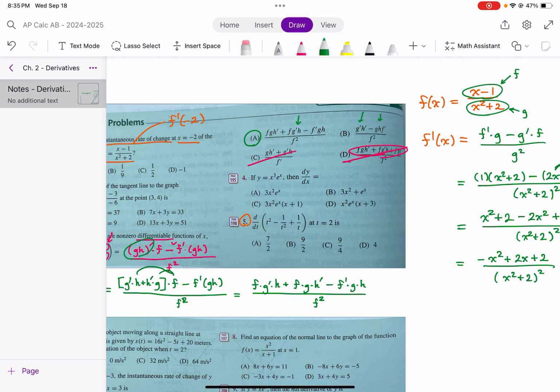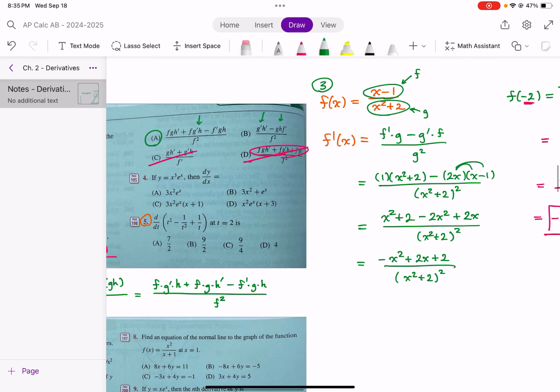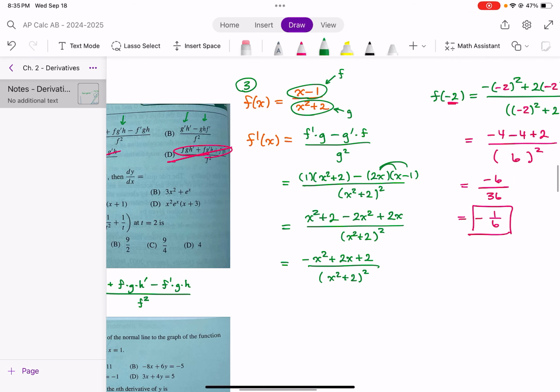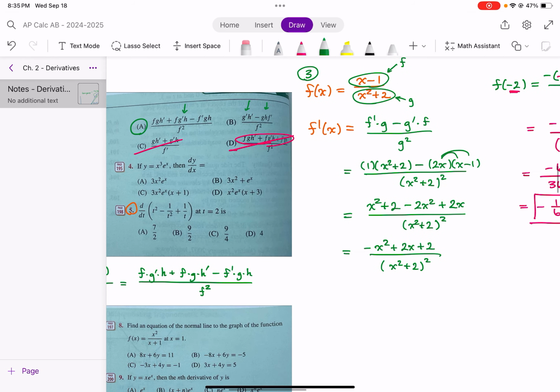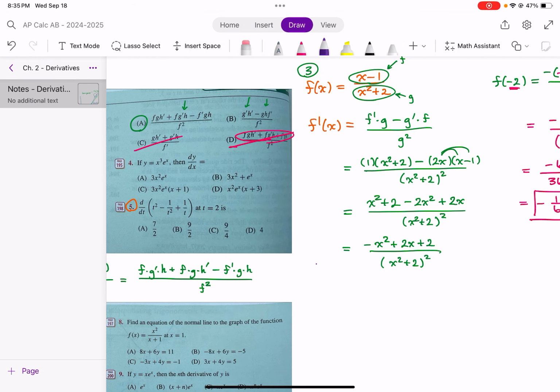That was number 3. Okay, and now let's just end it with number 5. Number 5. I'm going to do this one in a different color. I think we're coming up at the end here. All right, so number 5.